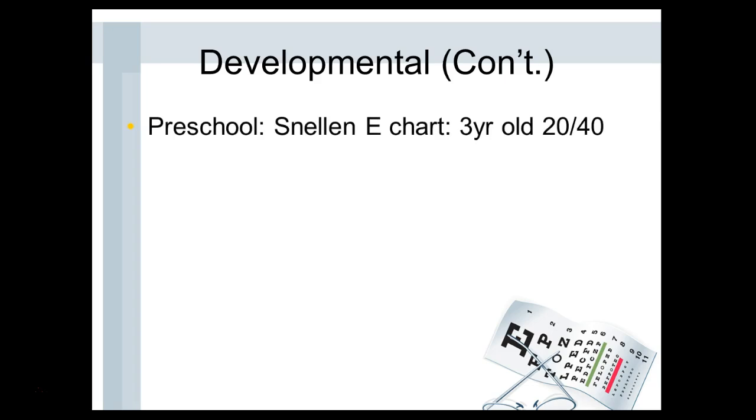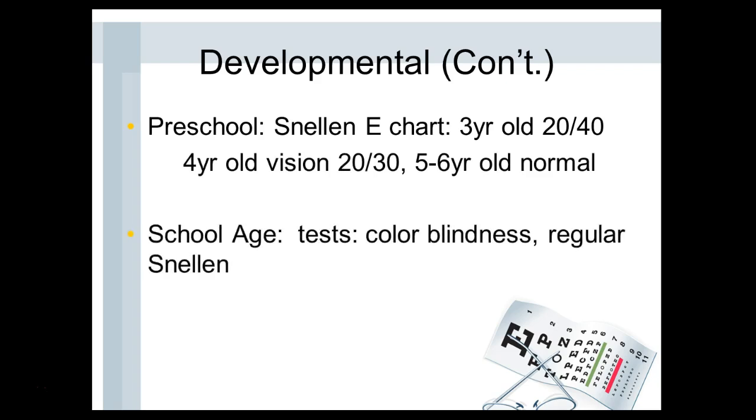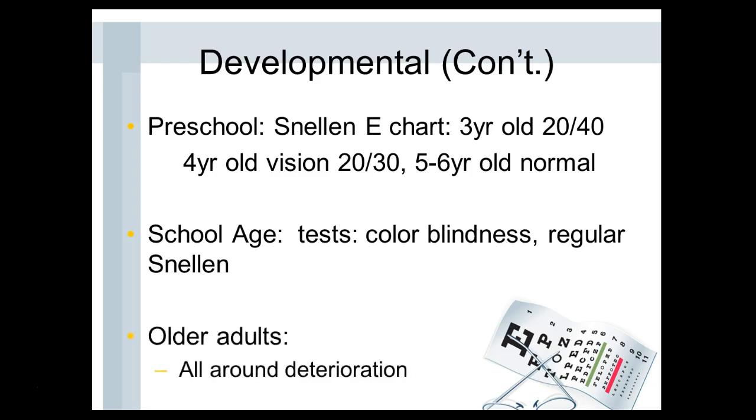Preschool age, they can use the Snellen eye chart. There's one with letters or there's one with shapes. Typically around 3 years old, they're 20/40. At 4 years old, they're 20/30, and by 5 and 6, by the time they hit kindergarten, they usually have normal vision. School age tests: they do color blindness, and of course the regular Snellen chart. A school nurse will do this, plus regular pediatrician visits. Older adults have all-around deterioration. And believe it or not, it starts around 40 years of age.